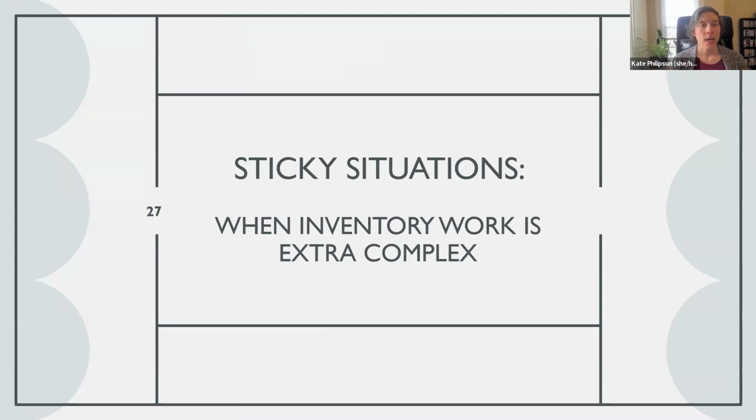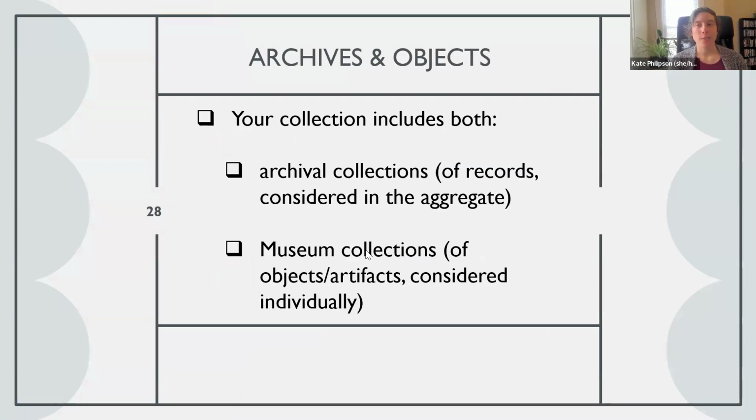And so Katie called this section of her presentation sticky situations, or when inventory work is extra complex. I know it's about to be one, so I'll spend a few minutes on this, which was in the program description. What do we want to do or think about when we have both archival collections and object collections, a mix of stuff that is hard to parse out what you want to be where, and how you want to consider it, right?